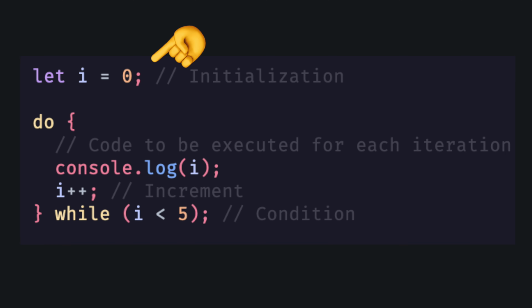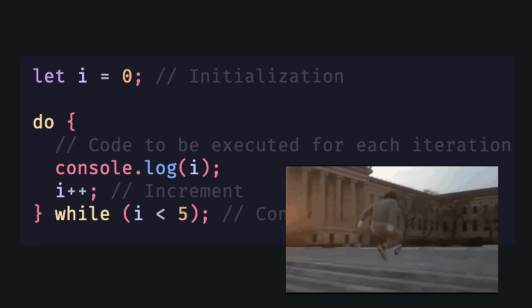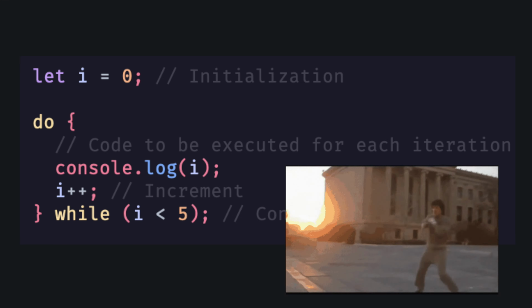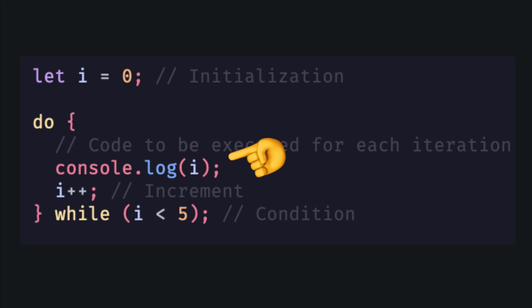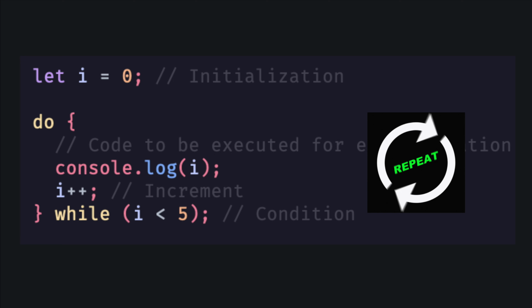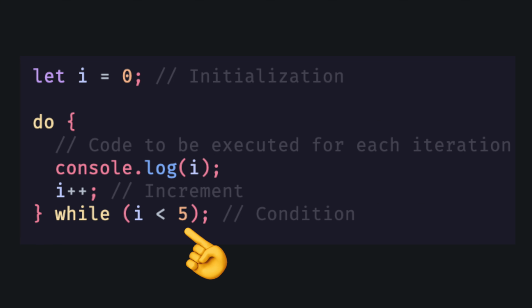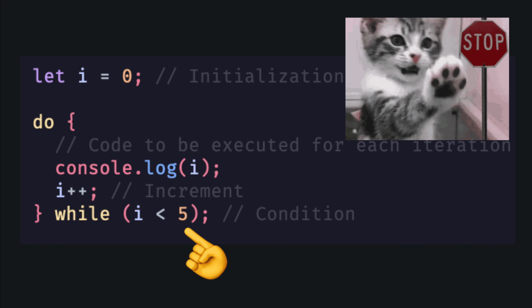In this example, we initialize a variable i to 0. The do-while loop will run the block at least once, regardless of the condition. Inside the loop, we perform a desired operation, such as printing the value of i, then increment i using i++. After the code block runs, the loop checks the condition: if i is less than 5. If the condition is true, the loop will continue executing and repeat the code block. The loop will stop only when the condition becomes false.